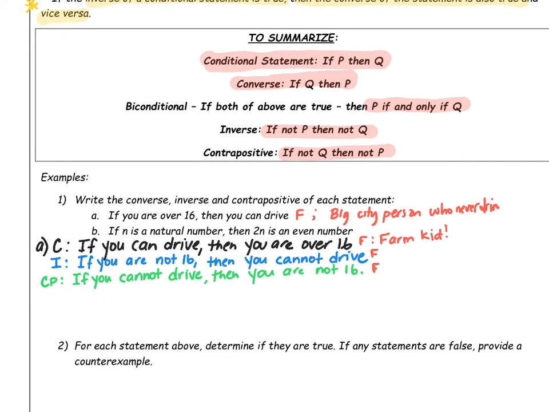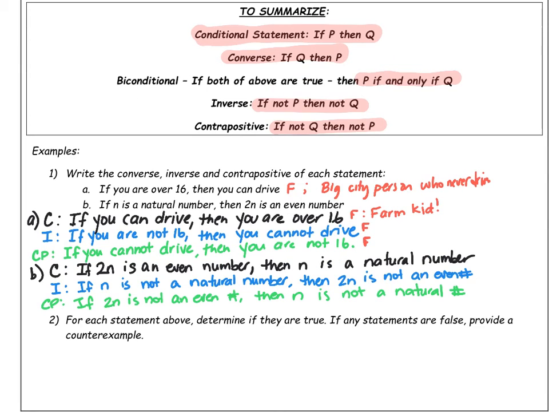All right, so let's look at B. So we're going to write the converse, inverse, and contrapositive of the statement: if n is a natural number, then 2n is an even number. Okay, so what I want you to do is pause the video and write down the converse, inverse, and contrapositive and see if you've got them correct. So come back and check. The converse would be if 2n is an even number, then n is a natural number. The inverse would say if n is not a natural number, then 2n is not an even number. And the contrapositive says if 2n is not an even number, then n is not a natural number.